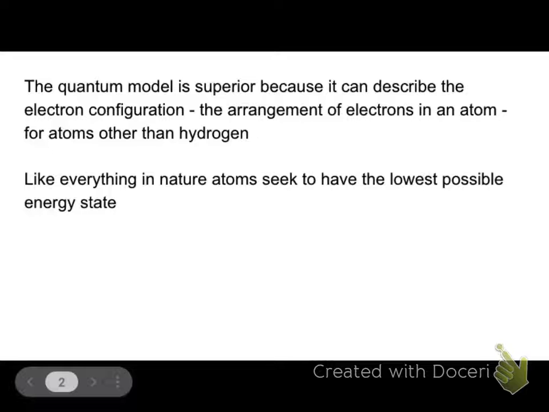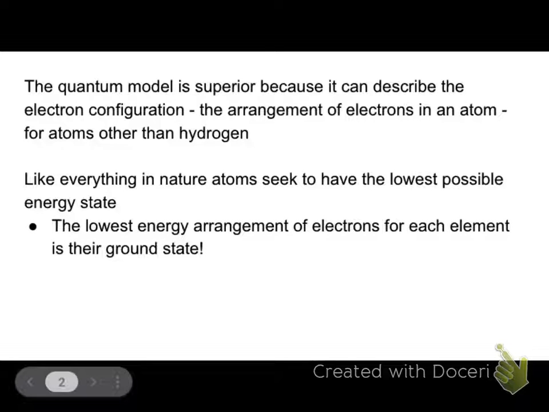Like everything in nature, atoms are seeking to have the lowest possible energy state. Okay? They don't want a high energy state because it's not as stable for them. They want a low energy state. We've already sort of talked about this because when we talked about the Bohr model, we talked about electrons having a ground state. All that a ground state is, is the lowest possible energy arrangement of electrons. So what shape around the atom, what configuration of electrons is the lowest level of energy possible for that atom? That is that atom's ground state.